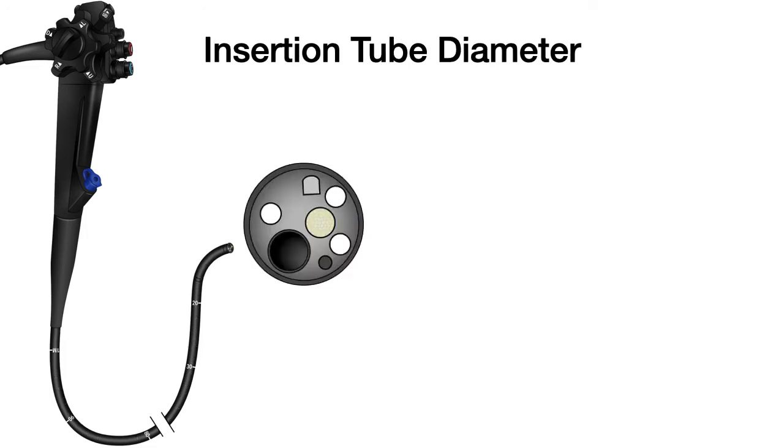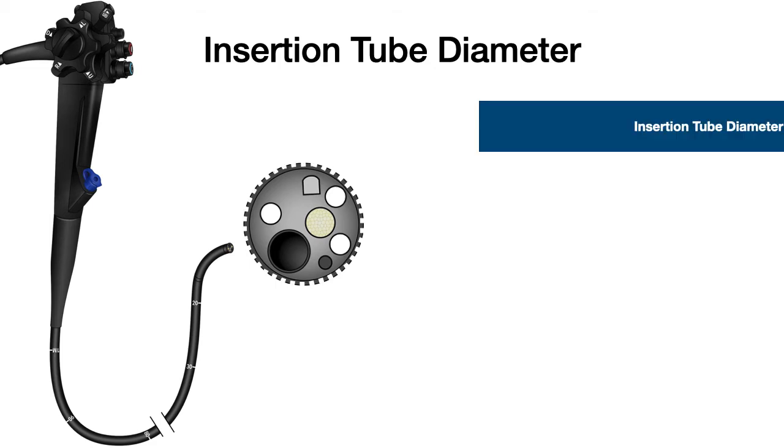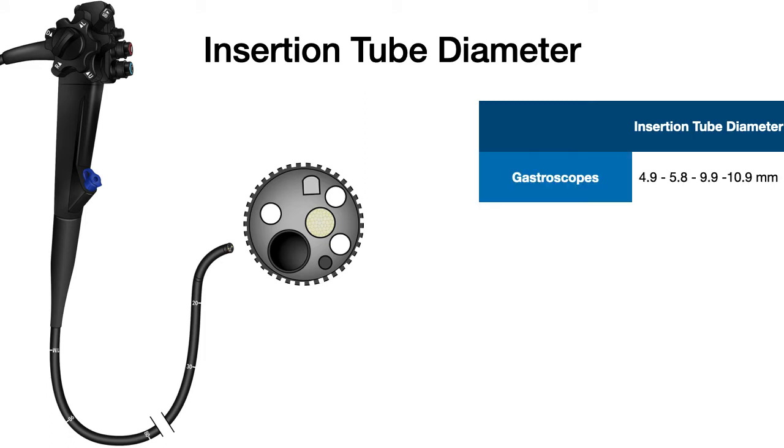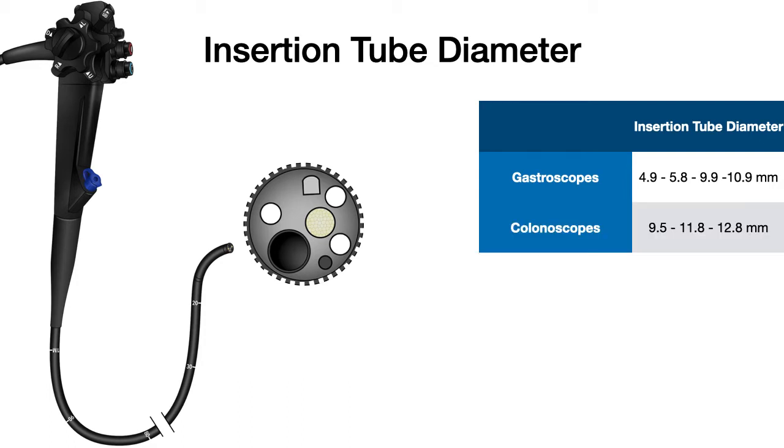Next is the insertion tube diameter. Scopes have different insertion tube diameters, and let us look at the gastroscopes. Could be as small as 4.9 millimeters or 5 millimeters in size to as big as 10.9 millimeters. In between there are a couple more sizes, 5.8 and 9.9. For colonoscopes, again there are three different sizes. Slim is 9.5, pediatric is 11.8, and adult colonoscope is 12.8 millimeters.